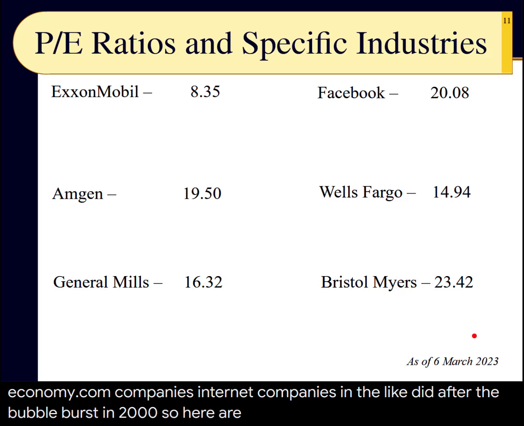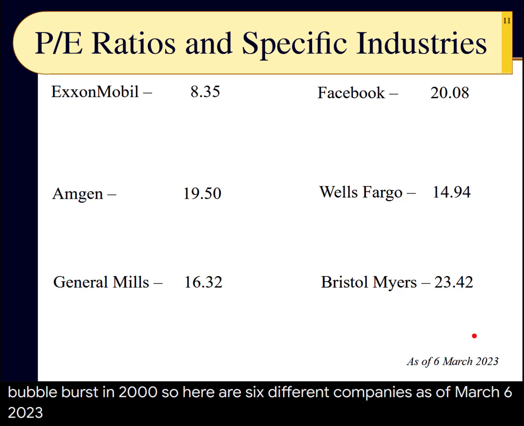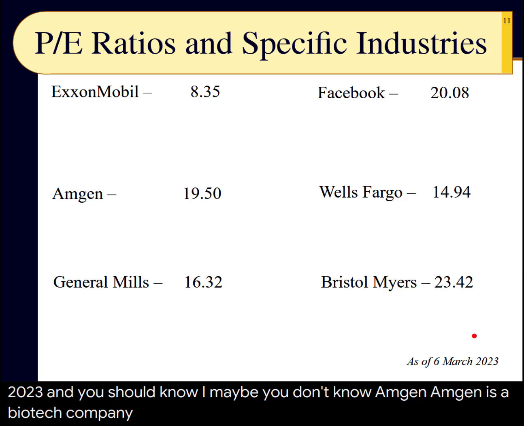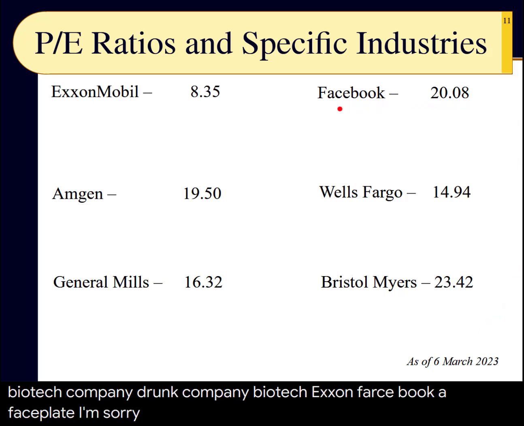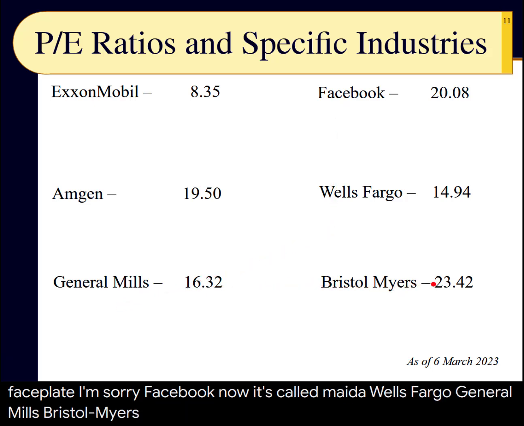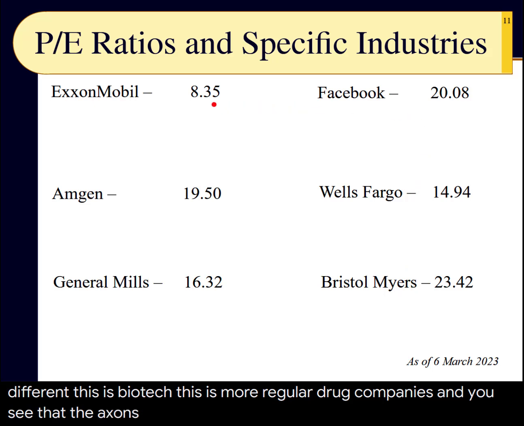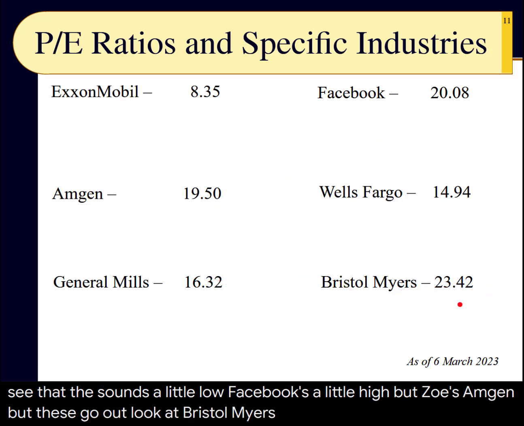So here are 6 different companies as of March 6, 2023. Maybe you don't know Amgen. Amgen is a biotech company. Then Exxon, Facebook, I'm sorry, now it's called Meta, Wells Fargo, General Mills, and Bristol Myers Squibb, which is another drug company, but more of a regular drug company. You see that Exxon's a little low, and Facebook's a little high, but so is Amgen. Look at Bristol Myers, it's 23.